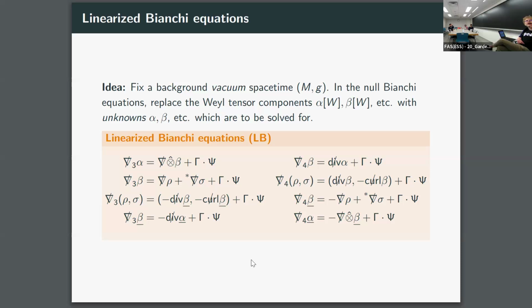Earlier, in the genuine Bianchi equations, I didn't have brackets around W just because I didn't want to keep typing it out. Here, this is really substantially different. I'm saying that these alpha, beta, rho, sigma, and so on are not the spacetime Weyl tensor components. These are just unknowns, and I'm trying to solve this system for these unknowns. Gamma is fixed, because that's of the background spacetime. Yes, you have to have a fixed spacetime and a double null foliation.